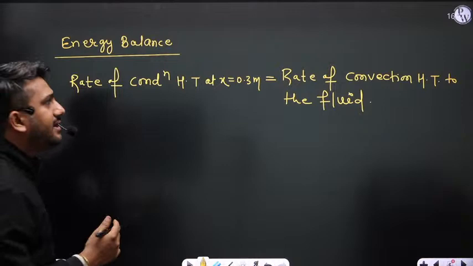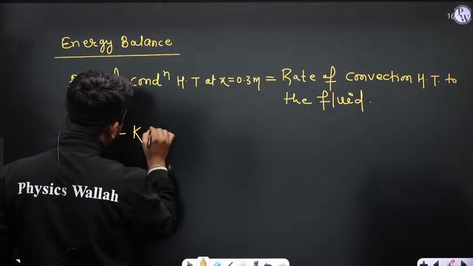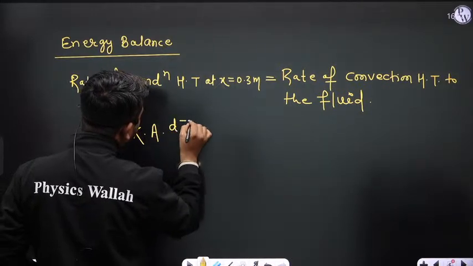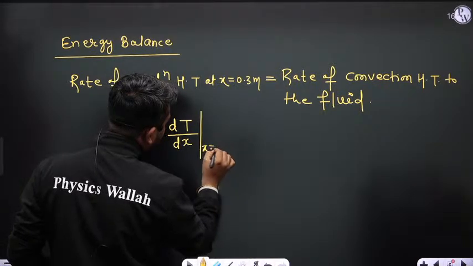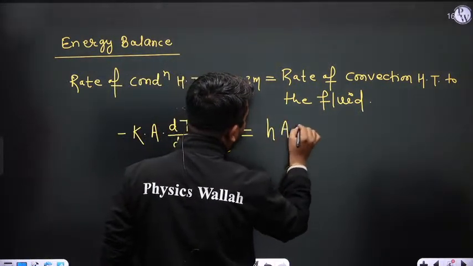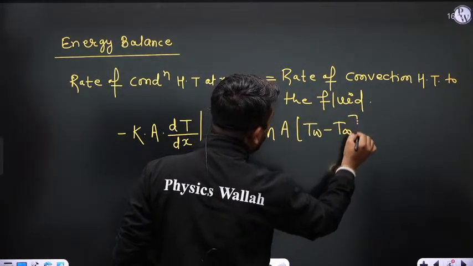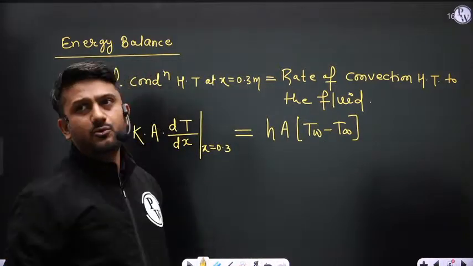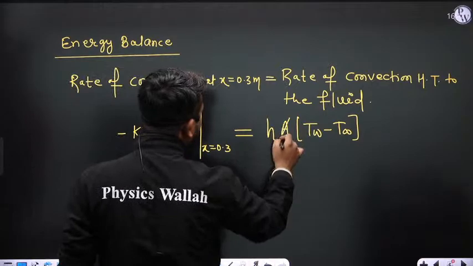If you apply the Fourier law of heat conduction, this is minus k into A into dT by dx at x equal to 0.3 meter, and this is equal to h into A into Tw minus T infinity. And what is Tw? Tw is the wall temperature. Now A and A cancel out.